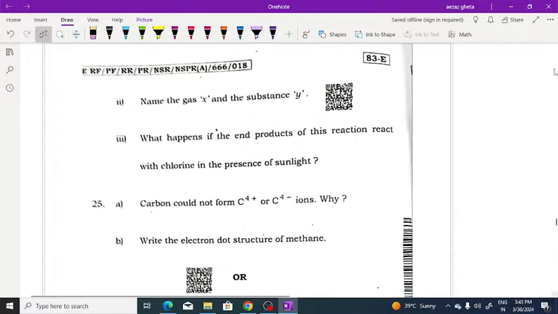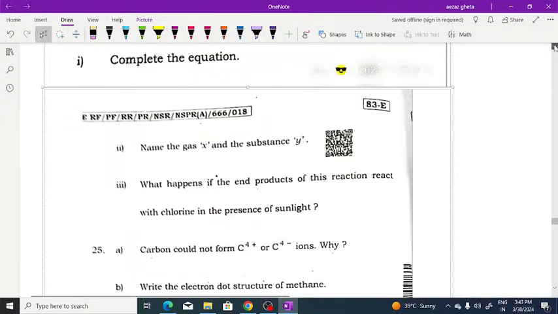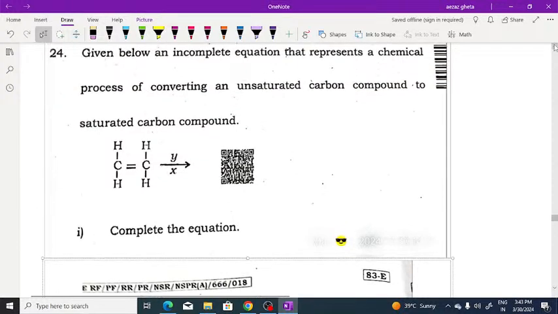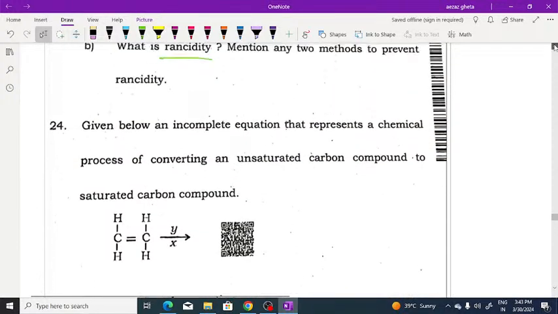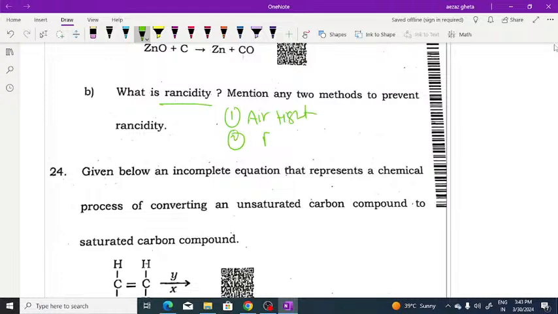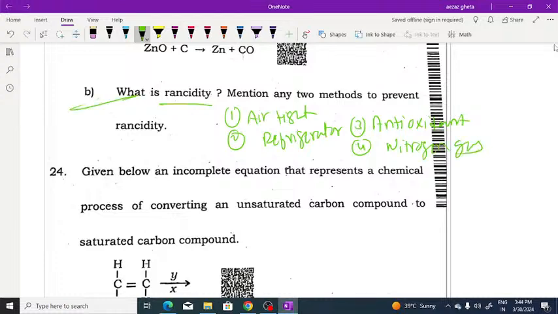Mention any two methods to prevent rancidity. How to prevent rancidity is very easy. We can prevent rancidity by keeping the food in an airtight container. We have to store it in a refrigerator, by adding antioxidant, etc. Two they asked, I told you more than that. By adding antioxidant, by flushing it with nitrogen gas. A very common question. For 1 mark, they gave this question, right?